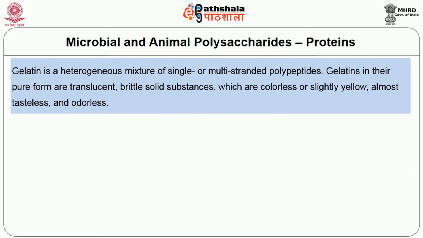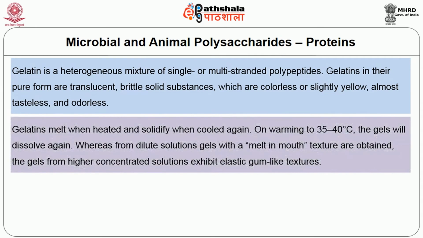Gelatin. This is a heterogeneous mixture of single or multi-stranded polypeptides. Gelatins in their pure form are translucent, brittle solid substances which are colorless or slightly yellow, almost tasteless and odorless. Gelatins melt when heated and solidify when cooled again. On warming to 35 to 40 degrees centigrade, the gels will once again dissolve.